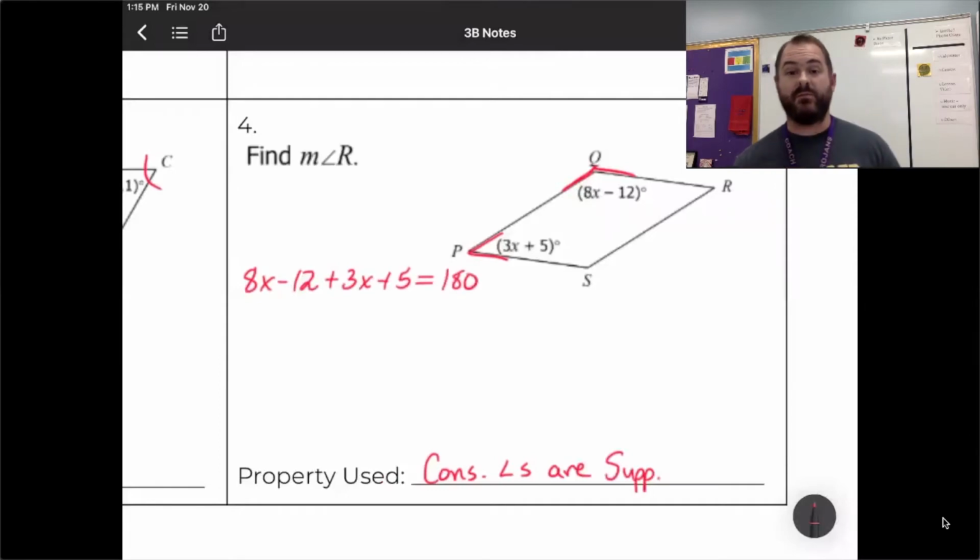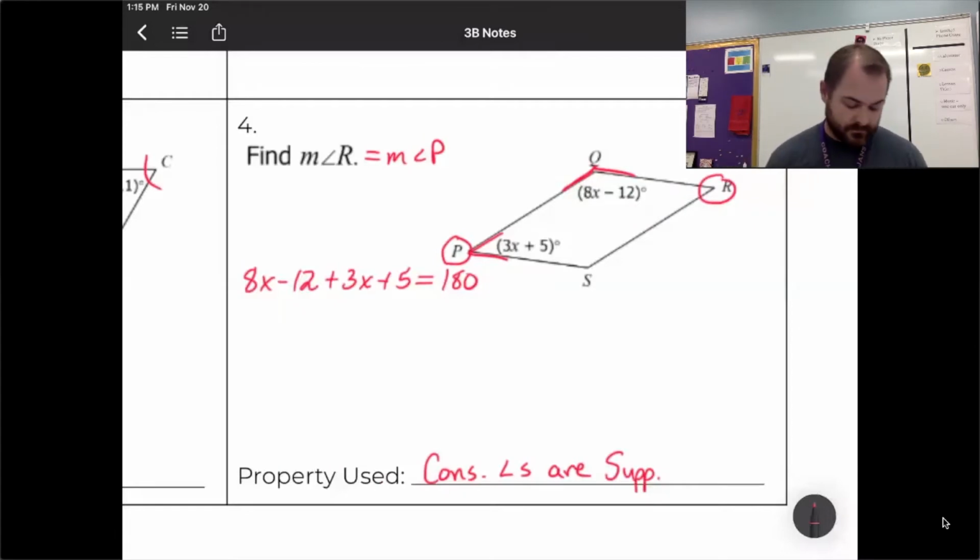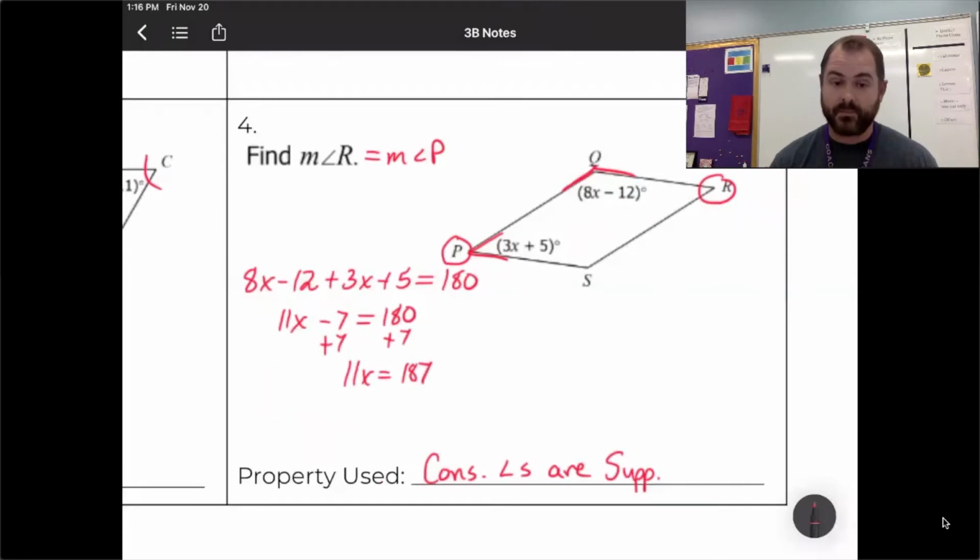This equation will help me find x, but then the measure of angle R is opposite the measure of angle P, so they are equal. So all I have to do is plug into the measure of angle P. So here's what we're going to do now. We are going to combine our like terms. 8x plus 3x is 11x, and negative 12 plus 5 is minus 7. Then we can add 7 to both sides. Then I can divide by 11. And when I divide both sides by 11, I get 17, and x is 17.